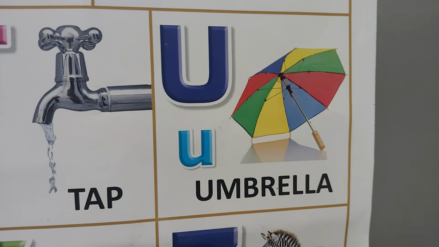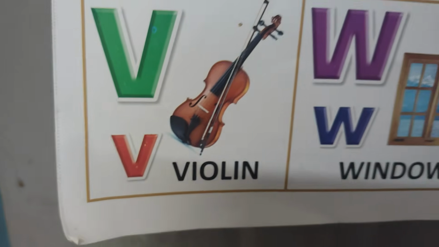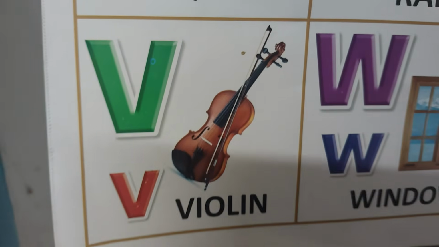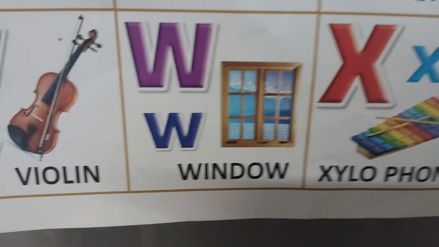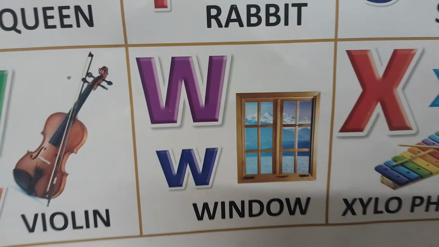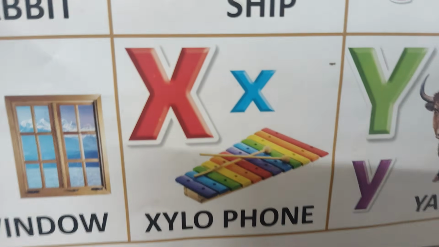U for umbrella. V for violin. W for window. X for xylophone.